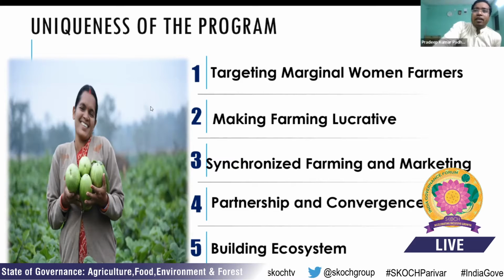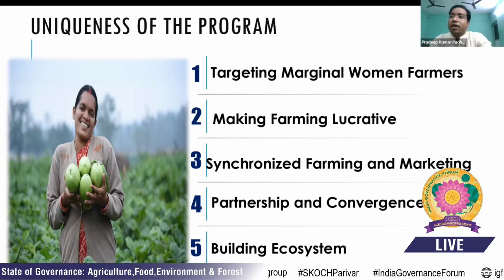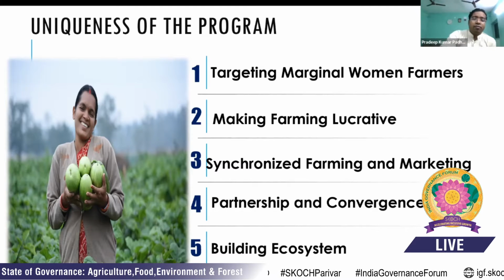And the synchronized farming and marketing system, as you know, is already being systematically implemented, so it is giving and reaping a rich benefit to the farmers. Partnership and convergence with all the departments, as I mentioned, 16 departments are coming together for the benefit of the really needy farmers. So partnership and convergence are going on in the right track, and all the departments are also reaching their target beneficiaries through the FPC, and it is a plus point for the FPC program. So we are also, apart from that, building the ecosystem.